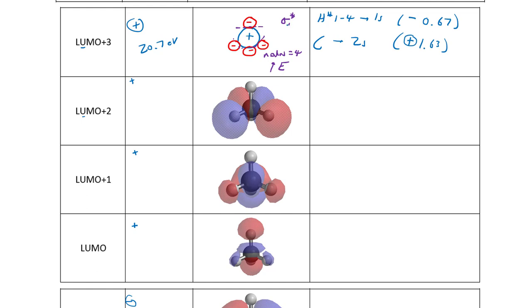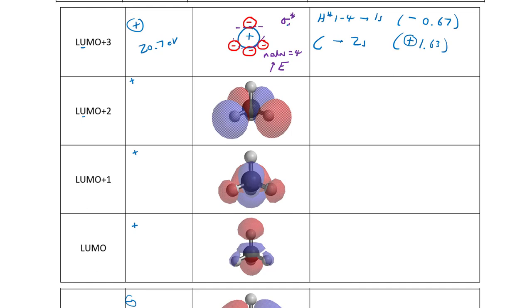So really good. Now, I will warn you that you will only find sigmas here, because you cannot have a pi bond. Say it with me. No pi bonds to hydrogen. Really, really important. So don't forget that.